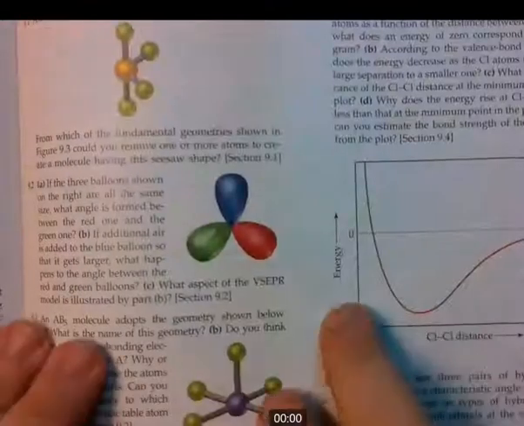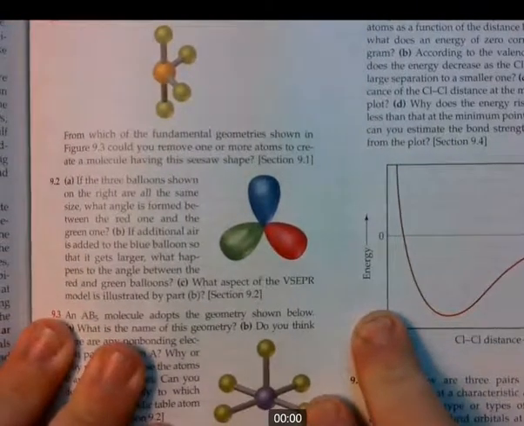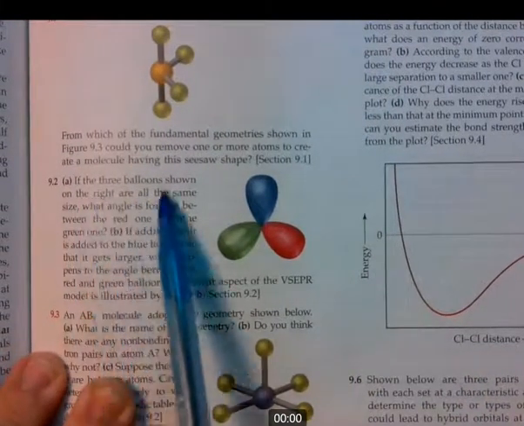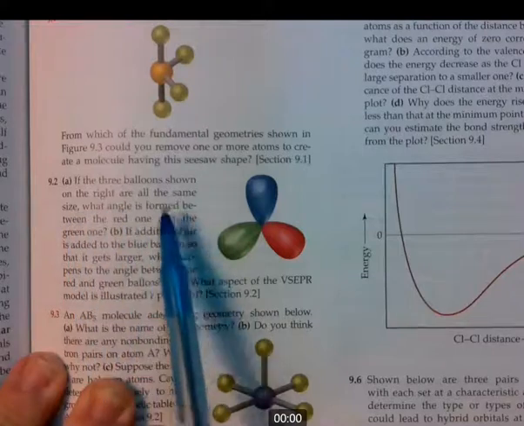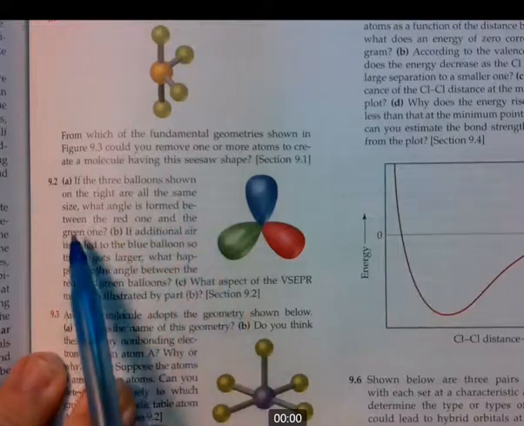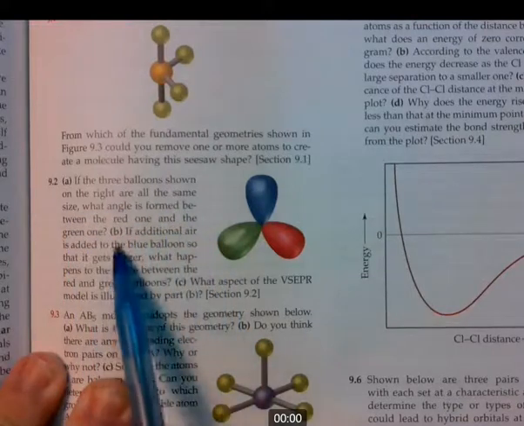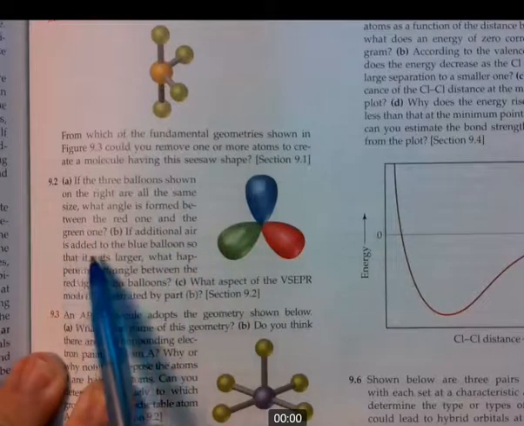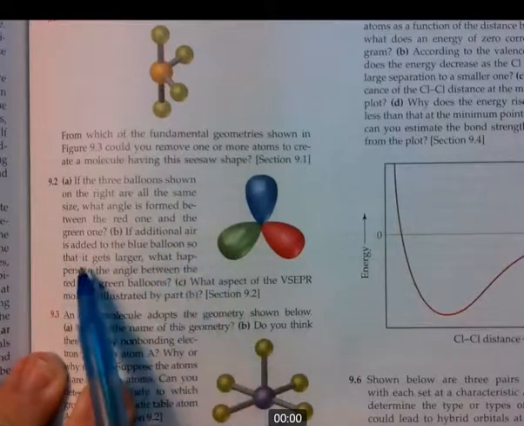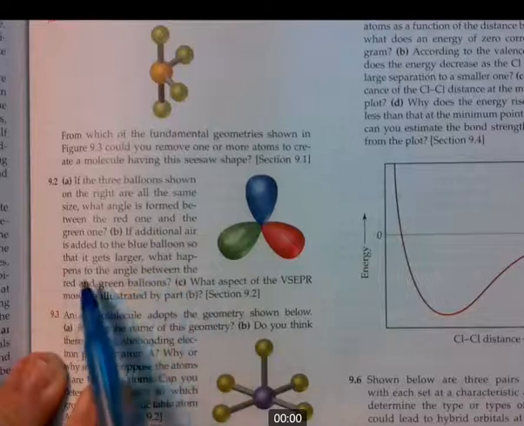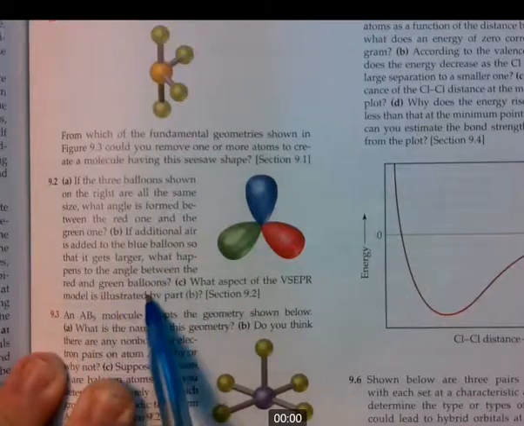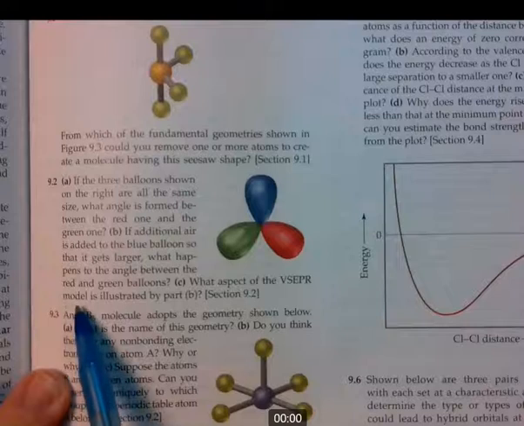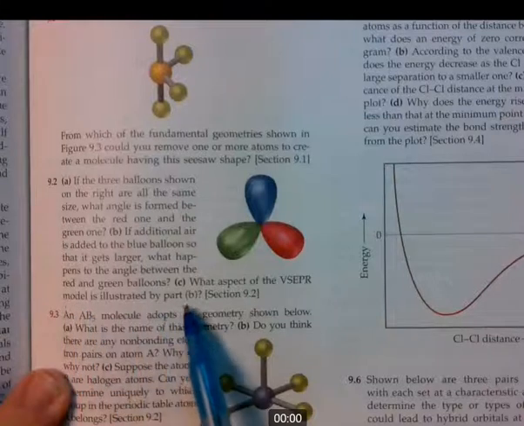I'm going to be referring back and forth to the book and to the sheet that I'm writing on. The first question is, if the three balloons shown on the right are all the same size, what angle is formed between the red one and the green one? That's question A. B, if additional air is added to the blue balloon so that it gets larger, what happens to the angle between the red and green balloons? And C, what aspect of the VSEPR model is illustrated in part B?